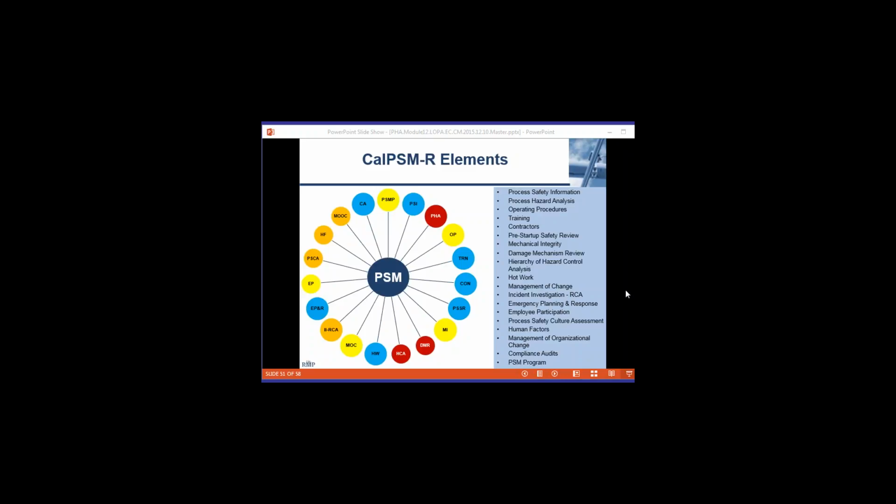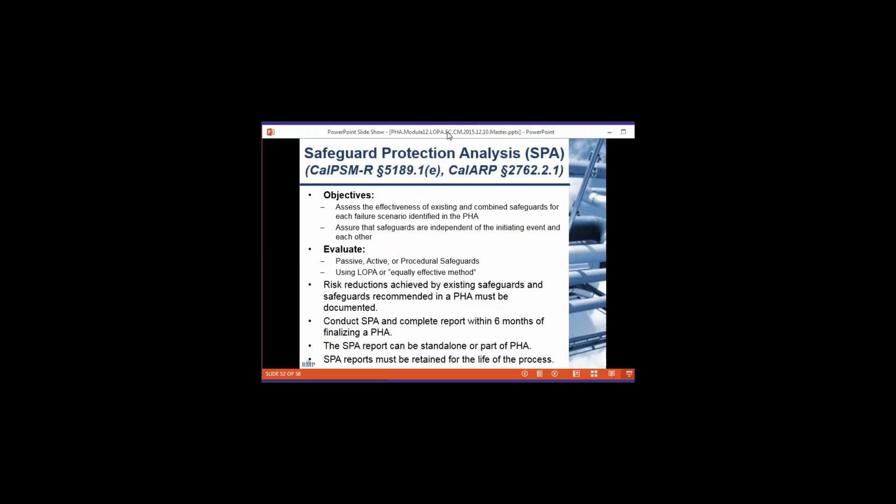What I do want to talk about is one element of those. One of the newer areas that's going as a subset of process hazard analysis as part of the PSM regulations for refineries, and also as a separate subsection for the updated CalARP that applies to Program 4 facilities, which is what they're applying to refineries, is called safeguard protection analysis. Safeguard protection analysis is a term that was coined from a regulatory perspective to basically encapsulate assessing the effectiveness of existing and combined safeguards for each failure scenario identified in the PHA. Now, the idea is to assure the safeguards are independent of the initiating event and each other.